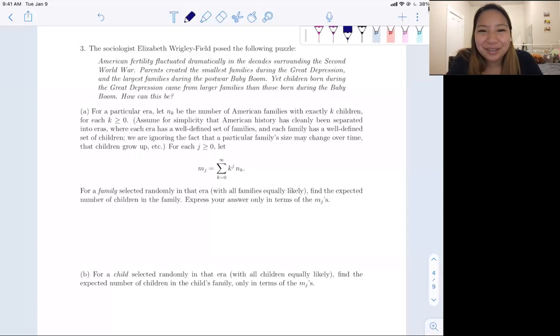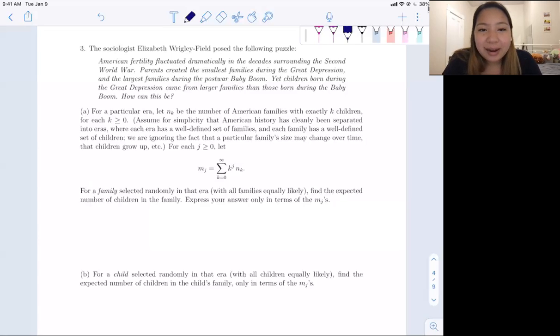The sociologist Elizabeth Wrigley-Field posed the following puzzle. American fertility fluctuated dramatically in the decades surrounding the Second World War. Parents created the smallest families during the Great Depression and the largest families during the post-war baby boom. Yet children born during the Great Depression came from larger families than those born during the baby boom. How can this be? So I guess this question is going towards answering this how-can-this-be question.